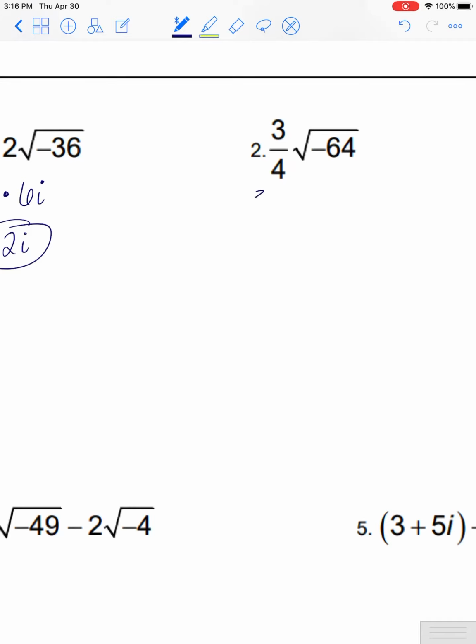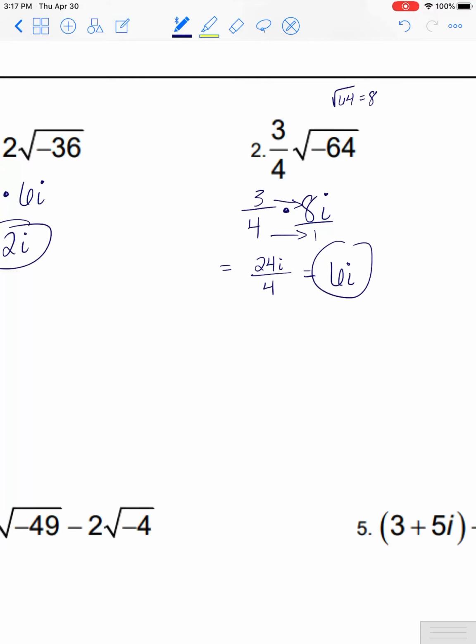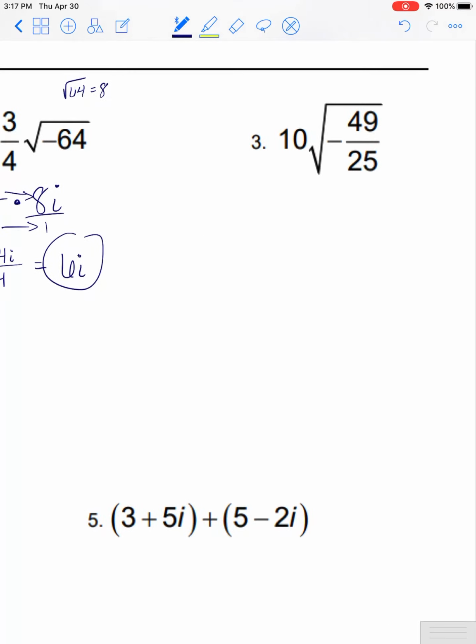Same thing with this one. So I have 3/4, and that is being multiplied by the square root of negative 64. Well, if I just think of the square root of 64 is 8, well, the negative one is 8i. So if I go to multiply this, I really have 24i over 4, which is the same thing as 6i. So I would just divide. So I'm multiplying straight across, and then I divide.